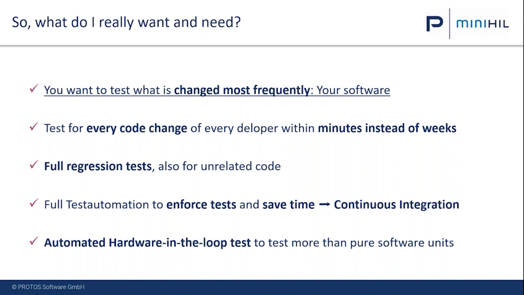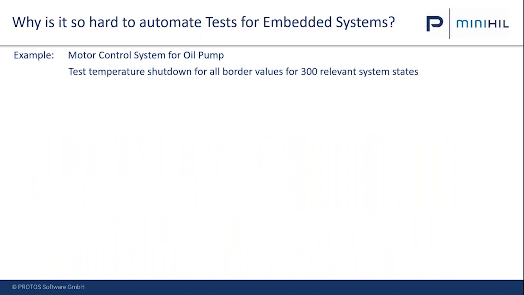And you can do this with continuous integration for a fully integrated and automated test. Then in the end, what you need to do this is an automated hardware in the loop test to test more than pure software units. For example, for a motor control system, you need more than just a unit test, or more than even just a test case. So why is it so hard to automate tests for embedded systems?